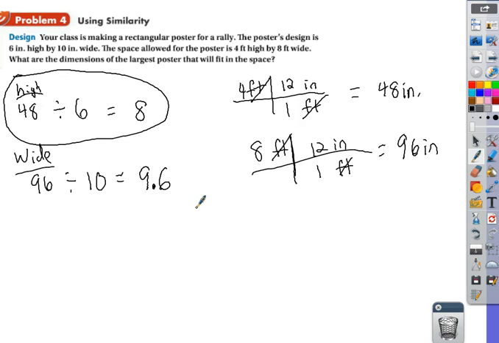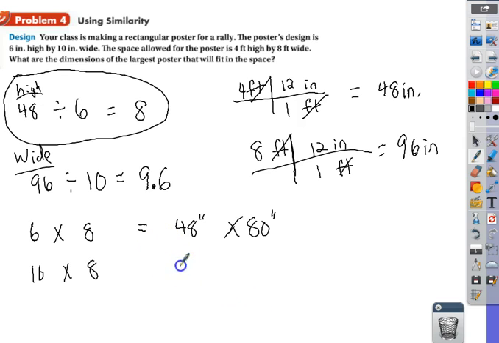If I scale it up by 8, it's going to fit exactly on the height part and be shorter than the wide part, but that's okay. I can be shorter and not longer. So now all I need to do is take 6 and multiply it by the scale factor, which is 8. And I can take the other one, which is 10, and multiply it by the scale factor of 8. And that means I'm going to have a 48-inch by 80-inch poster. And if you want to, you can go ahead and change that back to feet.